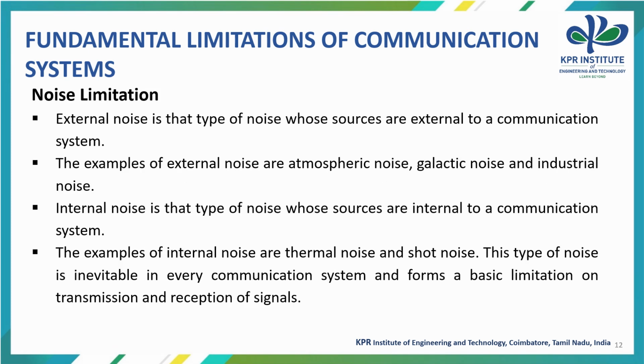The external noise is the type of noise whose sources are external to the communication system. For example, the external noises are atmospheric noises, galactic noises, and industrial noises. Internal noise is a type of noise whose sources are internal to the communication system. Examples of internal noises are thermal noise and shot noise. These types of noises are inevitable in every communication system and form a basic limitation of the transmission as well as with respect to reception of the signals.